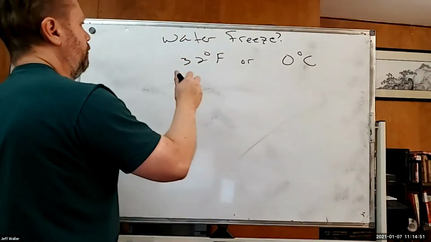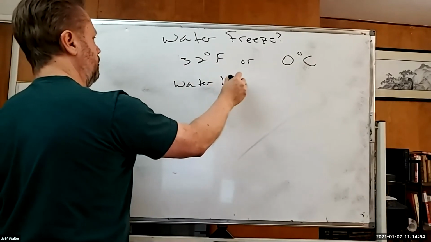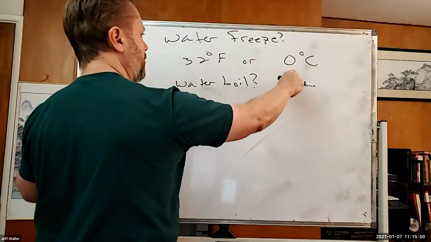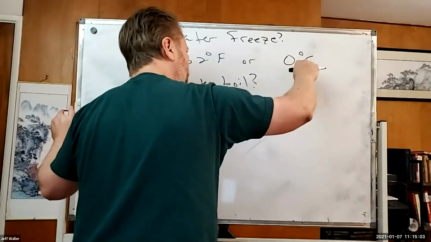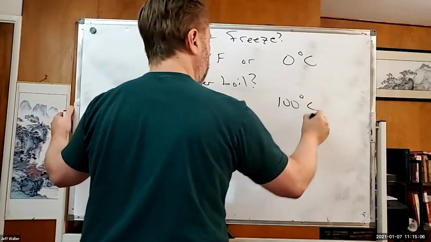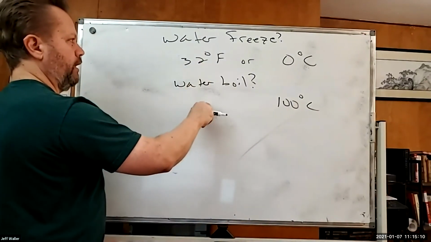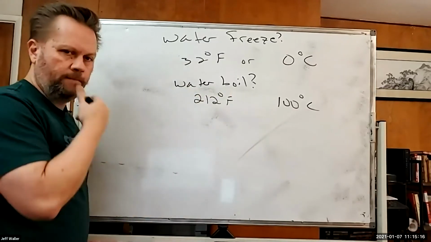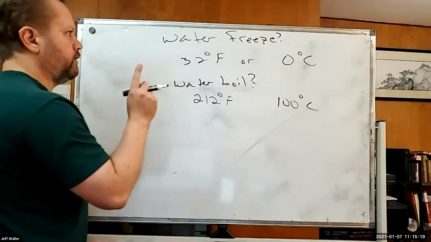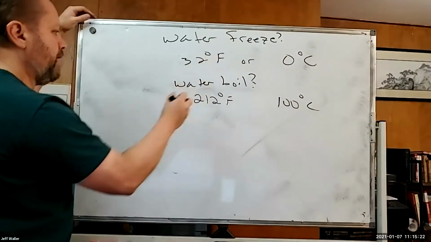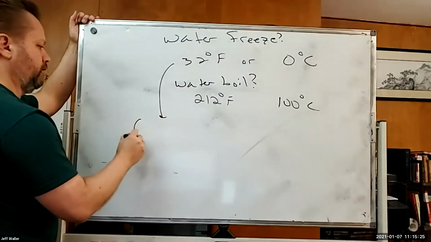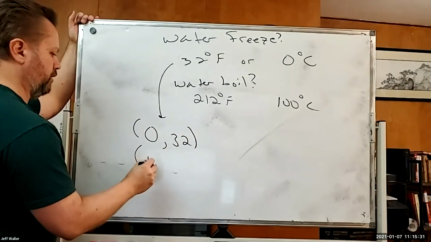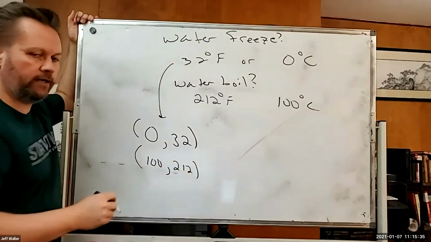How about boiling? When does water boil? Does anyone know? What would be your guess for metric, for Celsius? 100 degrees. Does anyone know for our crazy system? 212. I like it. So watch this. If I make points out of these, when the temperature is 0 degrees Celsius, it's 32 degrees Fahrenheit. When the temperature is 100 degrees Celsius, it's 212 degrees Fahrenheit.